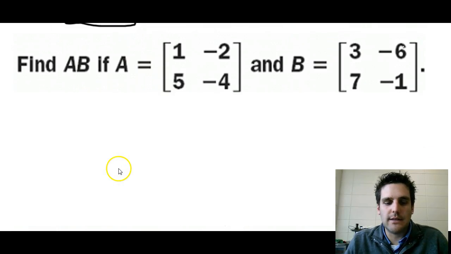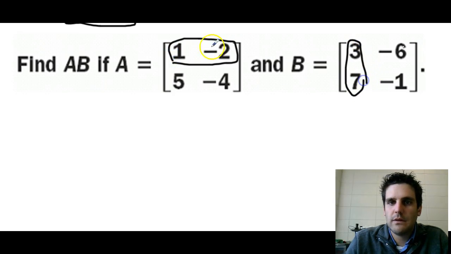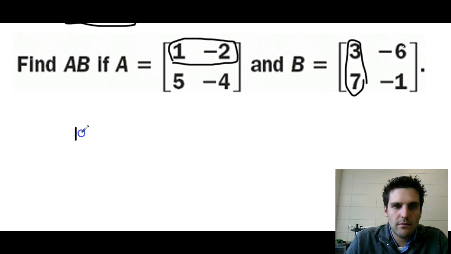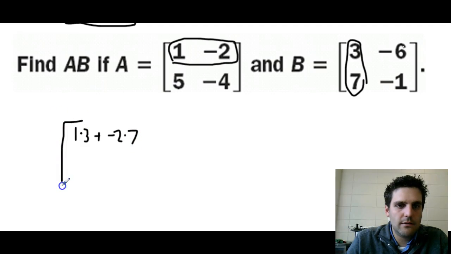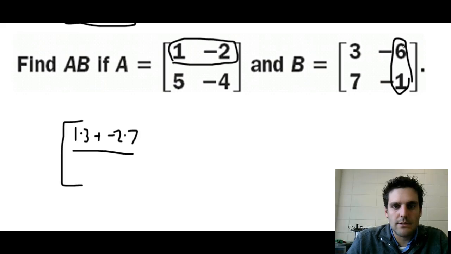So let's try it with this example. We're going to multiply the first row times the first column. So it's 1 times 3 plus negative 2 times 7. That's going to be your first element in our matrix. Then I can move to the next column. It'll be 1 times negative 6 and then negative 2 times negative 1.